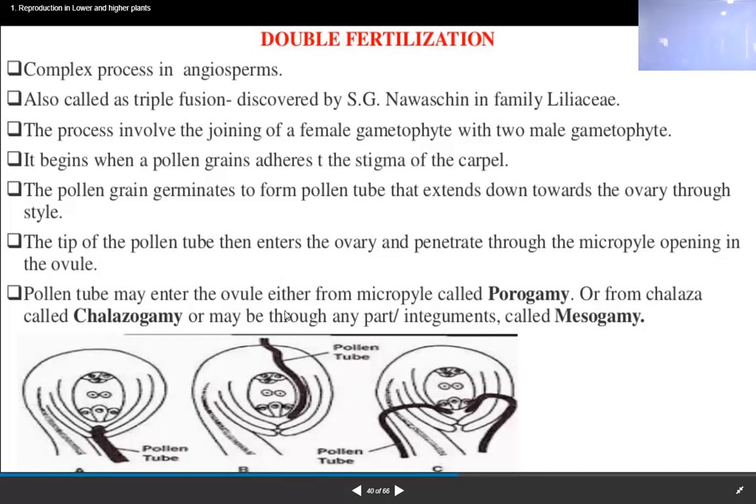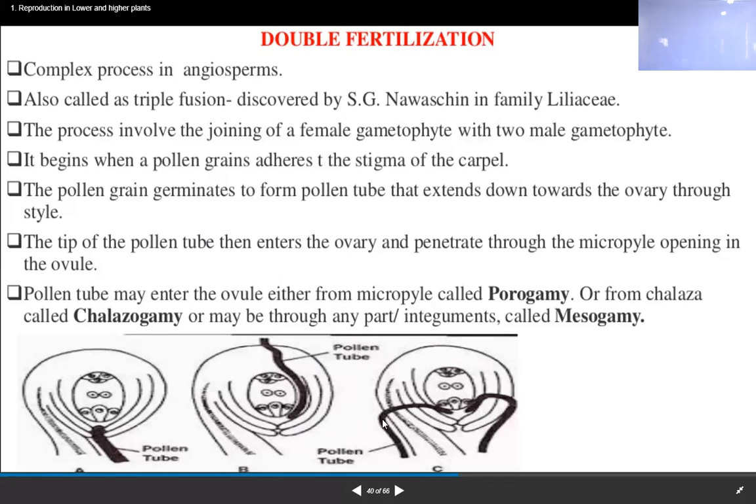Now, the pollen tube may enter the ovule from the micropyle. If it enters through the micropyle, it is called porogamy. If it enters from the chalaza, we call it chalazogamy. If it enters through any part of the integument, it is called mesogamy.